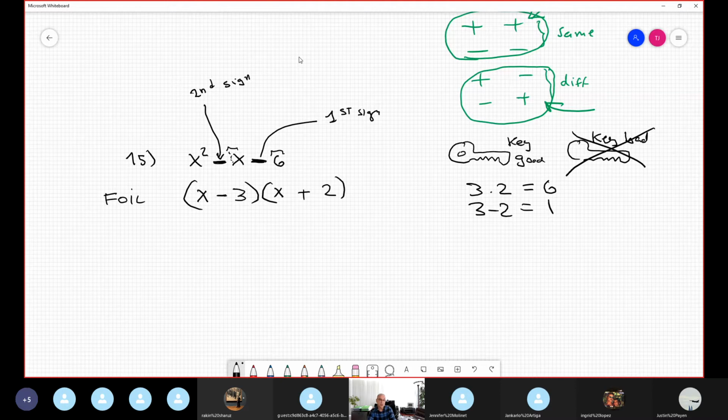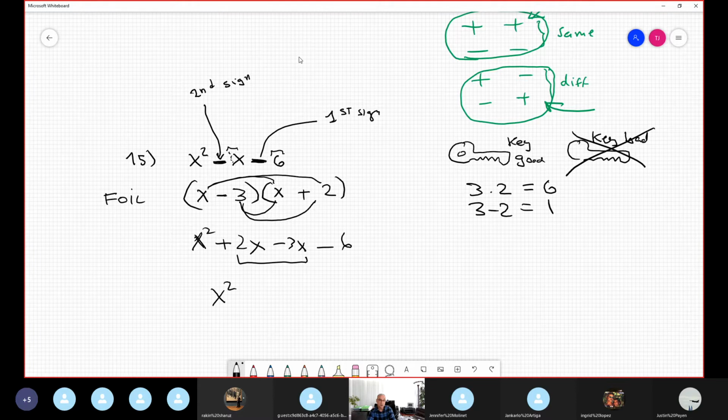Okay, you multiply. X times x, x squared. X times 2, plus 2x. Minus 3 times x, minus 3x. Minus 3 times positive 2, minus 6. And we combine like terms here: x squared, positive 2 and negative 3, negative 1. And we come back at the beginning. See, we come back, we are doing right. I promise that sometimes you FOIL and this is wrong, and we need to analyze another key.